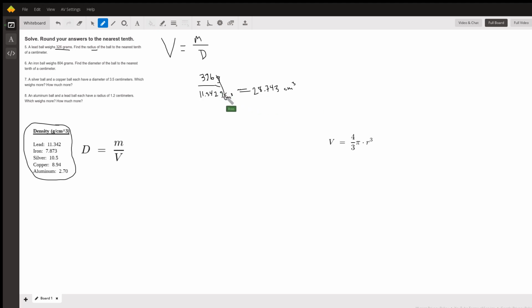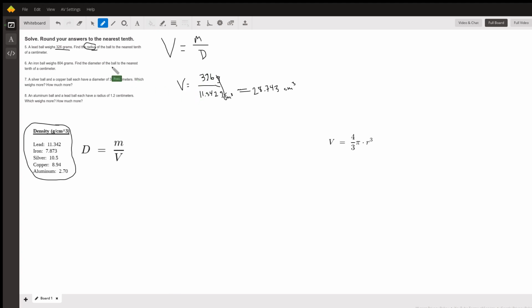So our grams have canceled here. We're left with cubic centimeters. Now, hopefully you're asking yourself, Ross, well, why did you find the volume? I wasn't asked to find the volume. I was asked to find the radius. Well, there's not really any way to just go directly from the mass of an object or a ball to its radius. But now think about what we have.